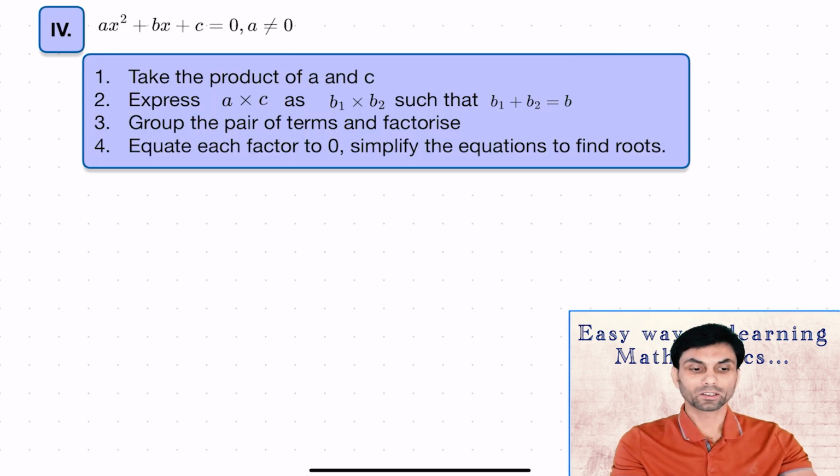Moving to the next part, where neither a, b nor c are 0.